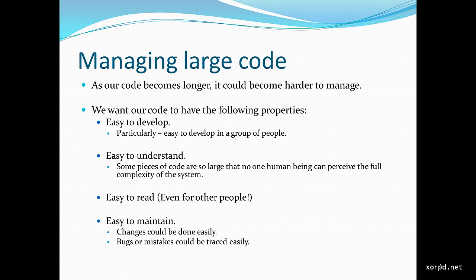Finally, we want our code to be easy to maintain. Basically, it means that we want to be able to make changes such that it won't be a very hard process. Changes could be done easily. In addition, we want bugs or mistakes to be traced easily, which means that if there is some problem inside the code because some of the programmers has made a mistake, we would be able to find it easily.